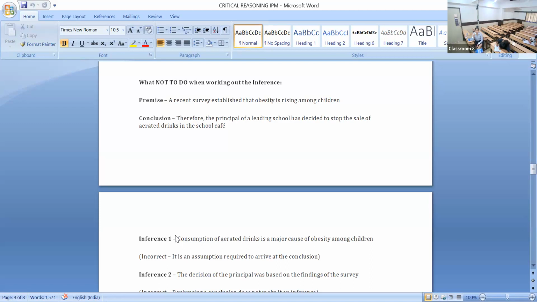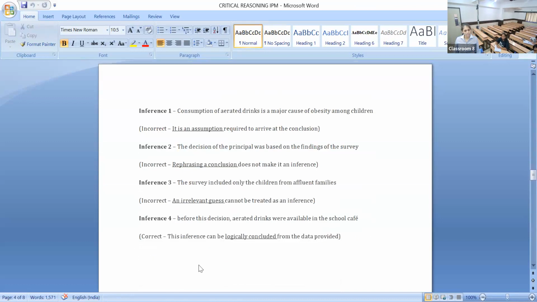Okay, I understood your viewpoint. Rahul, what is your viewpoint? Why are they saying incorrect? Let's hear out, let's see what is the comparison. Because the premise clearly states that obesity is rising, but it does not state what exactly is the reason for that. And in the conclusion, we have already assumed that aerated drinks is the reason. So therefore, there's no evidence for the conclusion. It's just an assumption. Okay.